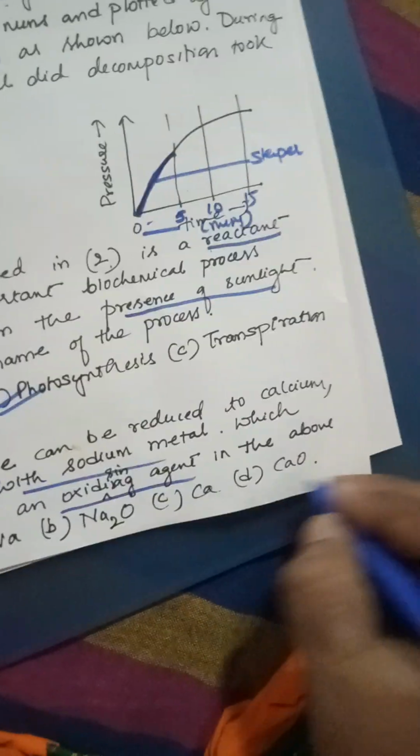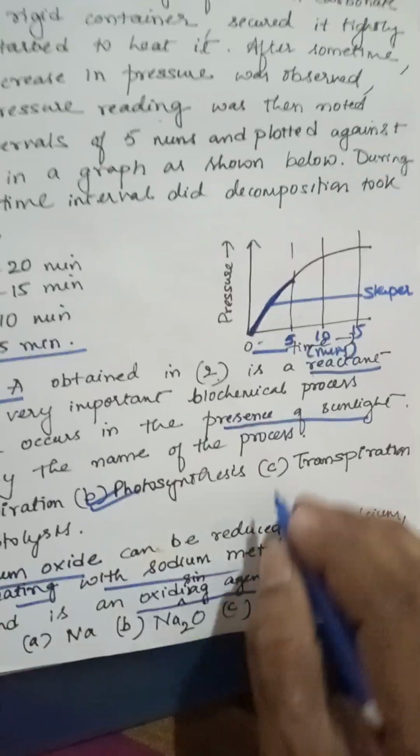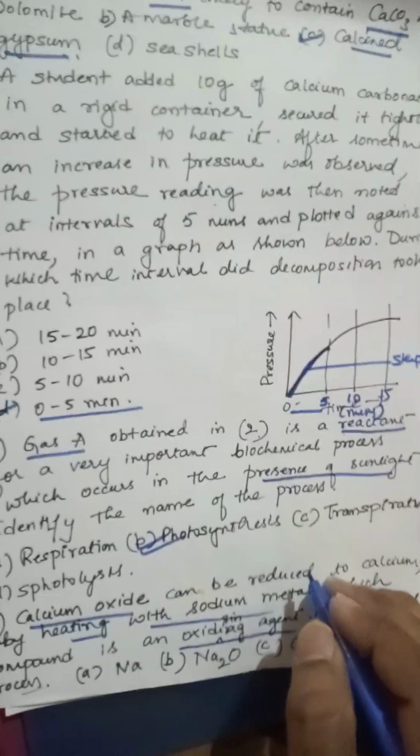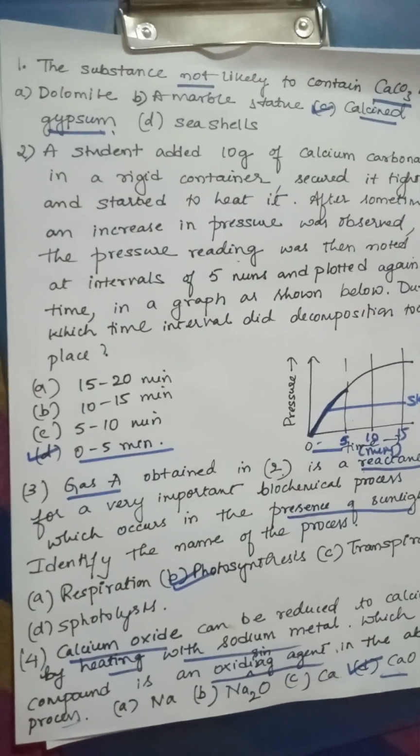So what is the correct answer? Option D. Calcium oxide is the oxidizing agent in the above process. So we have answered all these 4 questions.